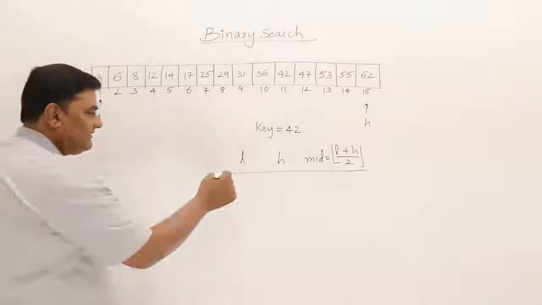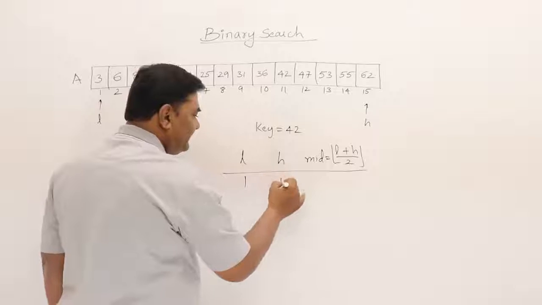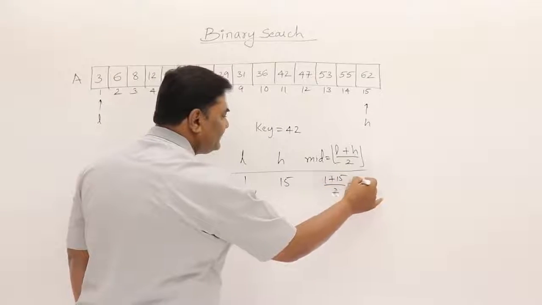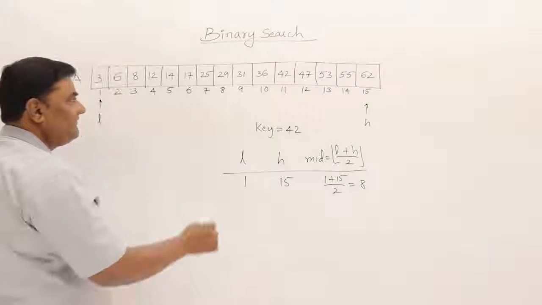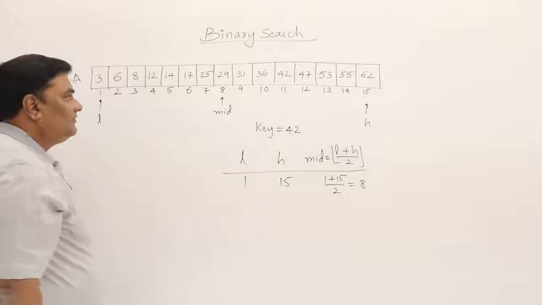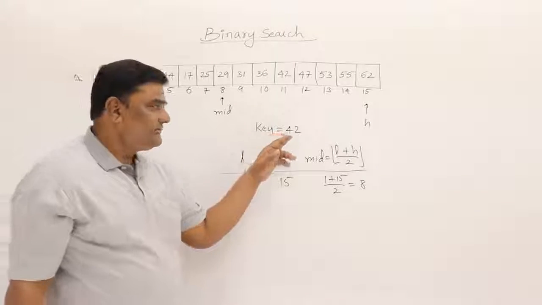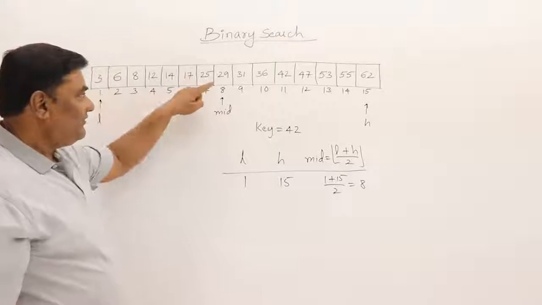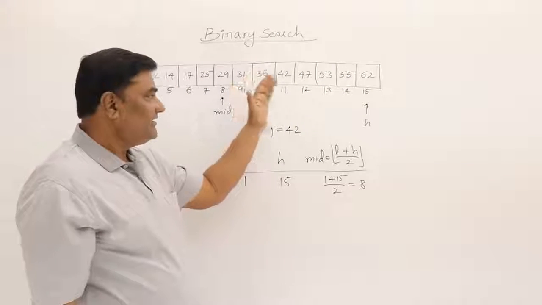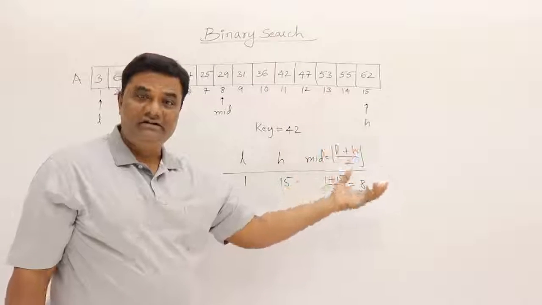What is low here? It is 1. High is 15. This is (1 plus 15) by 2. This is 16 by 2, that is 8. This is mid. Now the value I am searching is 42. Check at A of mid. Is it 42? No. 42 is greater than this one. So definitely it's on the right hand side.